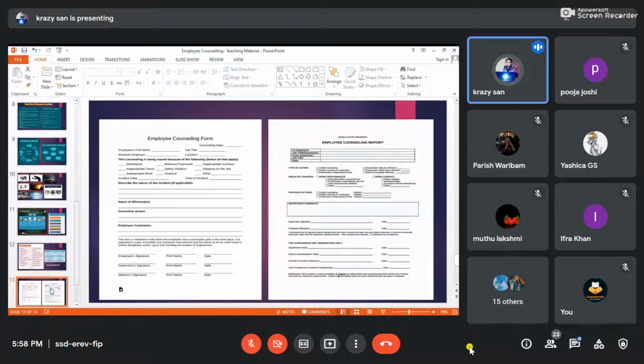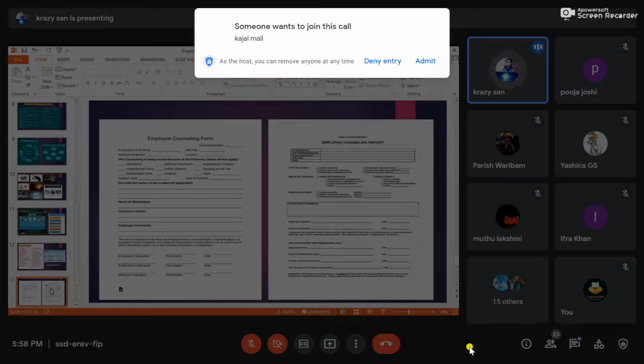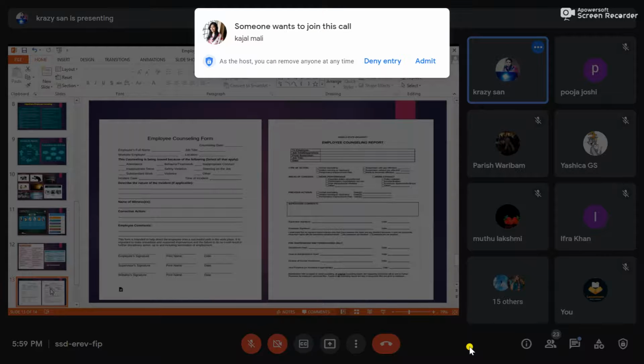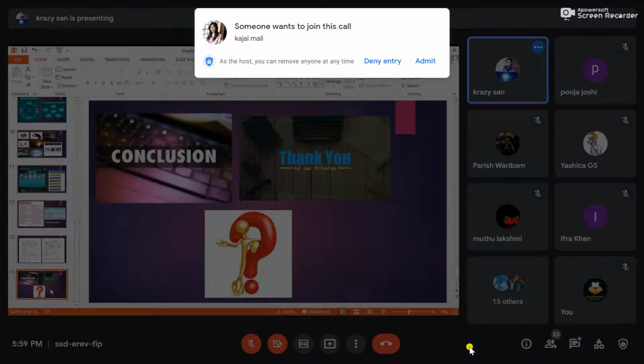So when an HR person identifies the employee who needs counseling, they provide a form to them and that has to be followed completely. It asks for the employee's full name, job title, location, work experience, and there are different questionnaires which an employee fills up. Then HR sits, analyzes it and talks to them face to face or in a group. Then a report is made for the employee whose counseling is done. So these are the sample formats.